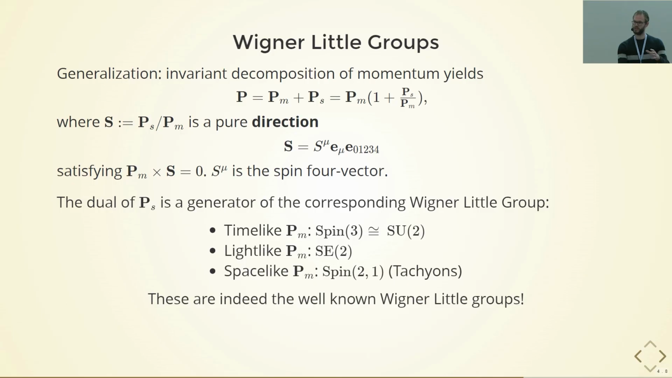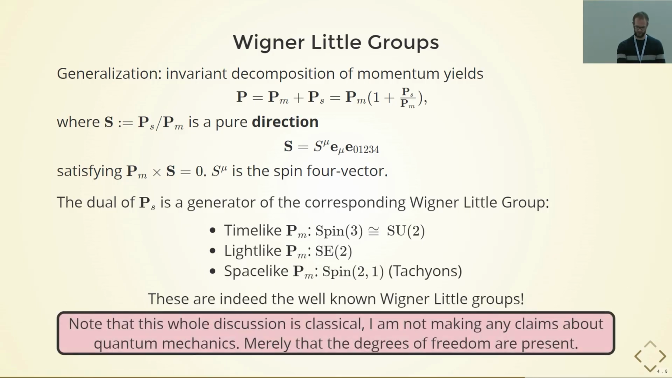So those actually, if you just classify this, you find the same results that we traditionally find, but now from the invariant decomposition. And I should stress, by the way, I'm not making any claims about quantum mechanics. The analysis I'm doing is just purely classical. But I just want to say that these degrees of freedom are clearly present in our algebra.